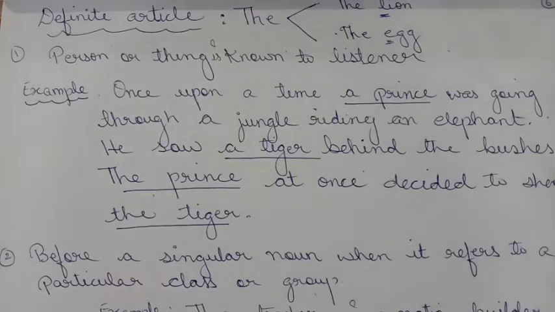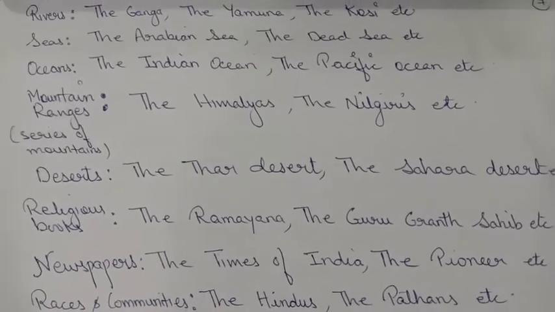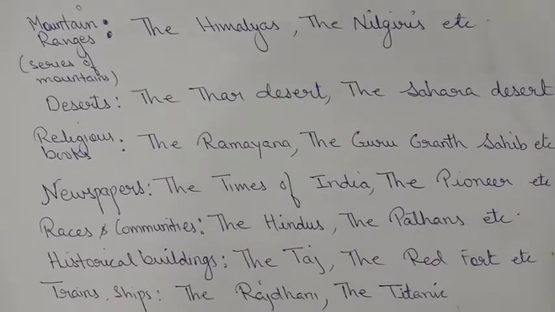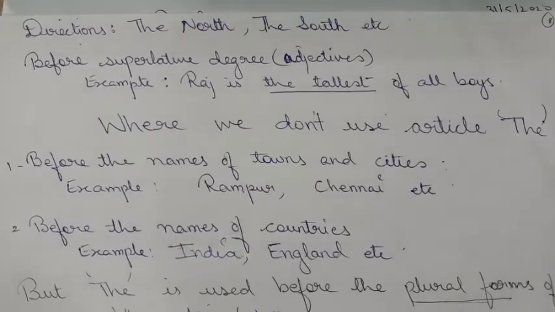You use the before the names of the rivers, before the name of the seas, before the name of the oceans, before the mountain ranges. Ranges means series of mountains. Then before the deserts, before the religious books, the newspapers, the races and communities, then historical buildings, trains and ships. So you use the definite article before all these words. Then before the directions also you use this definite article. Before the superlative degree, right, now I taught you in the adjectives.